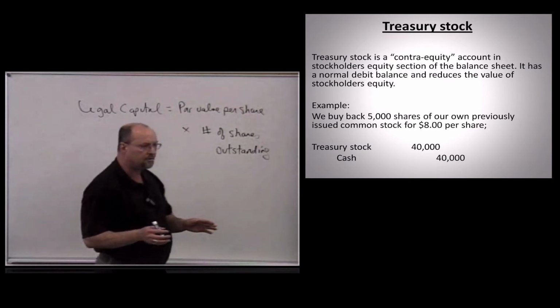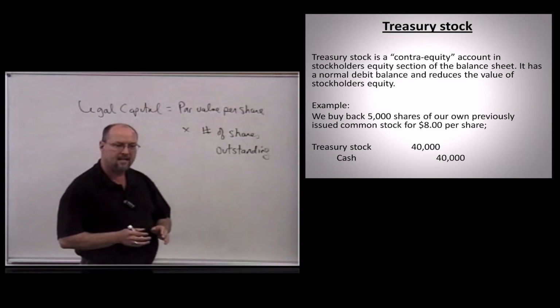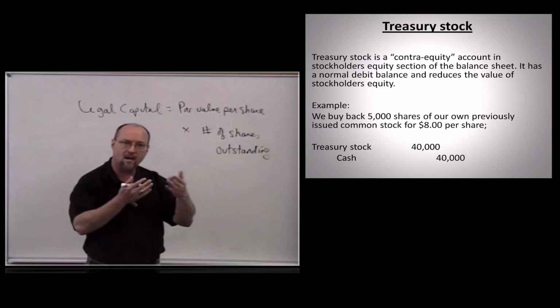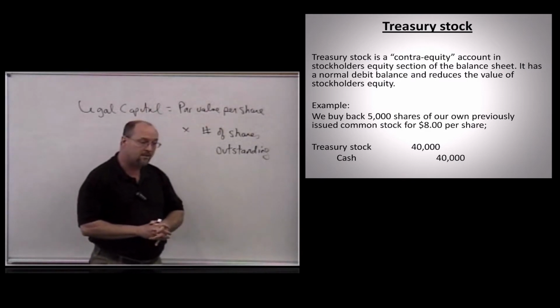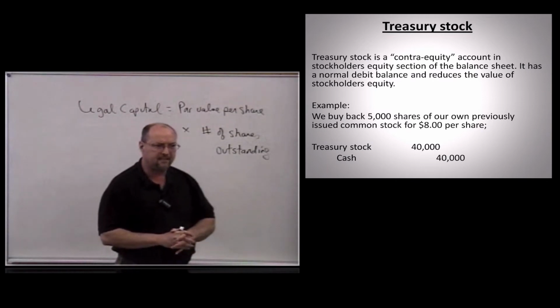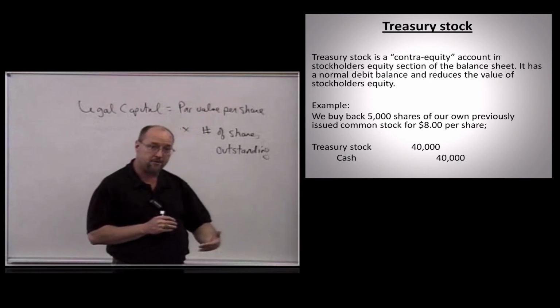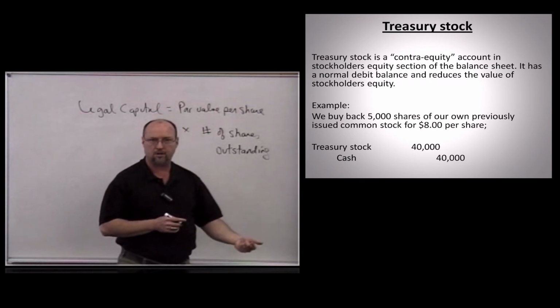It has nothing to do with the U.S. Treasury. Treasury stock for any company is when they buy back from the stockholders a number of common shares that had been previously issued. Now, why would they do that? Most commonly, it's when the stock market price has gone down and the officers and the board of directors of the company believe that their stock price is lower than it should be.